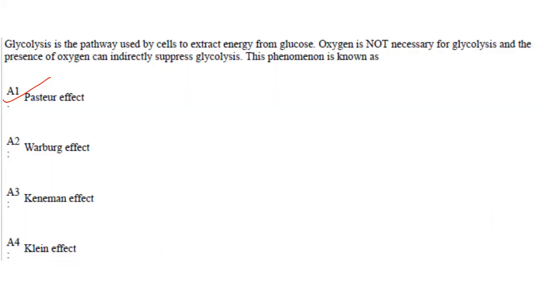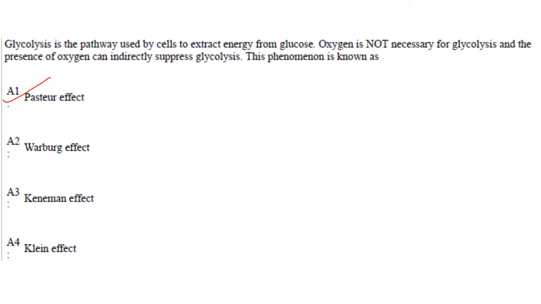Then next one. Glycolysis is the pathway used by cells to extract energy from glucose. Oxygen is not necessary for glycolysis, and the presence of oxygen can indirectly suppress glycolysis. This phenomenon is known as Pasteur effect. Now what is Pasteur effect? It is the effect of inhibiting oxygen on the fermentation process. What is Warburg effect? Warburg effect is defined as an increase in the rate of glucose uptake and preferential production of lactate even in the presence of oxygen.